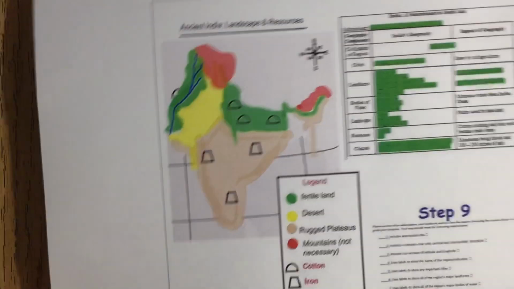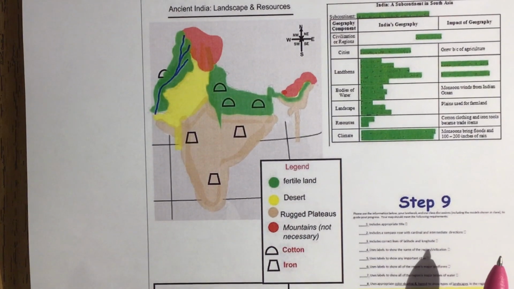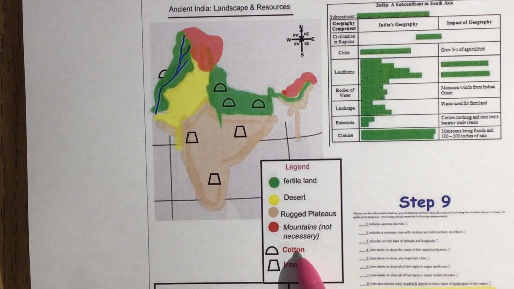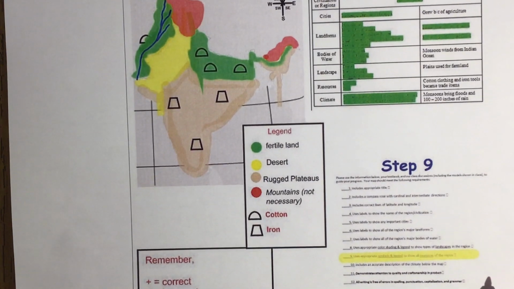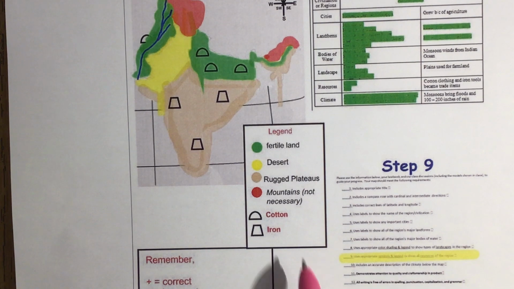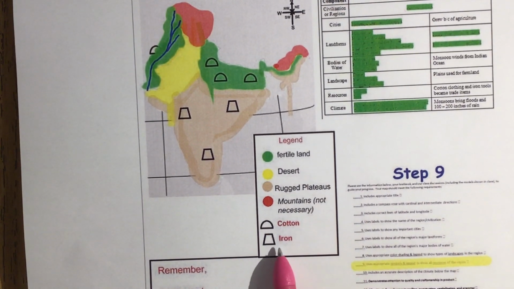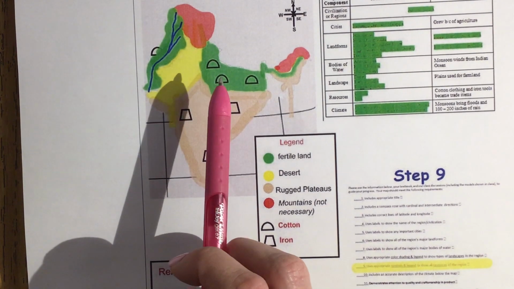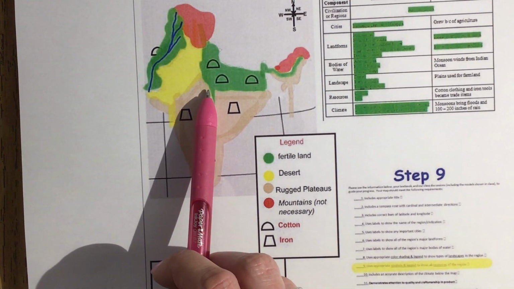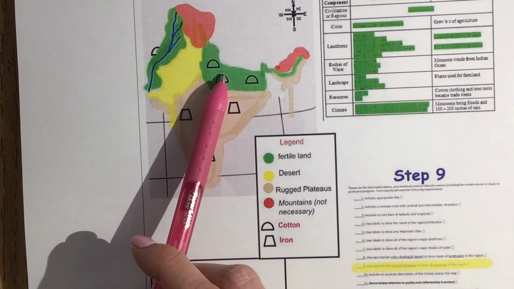Step 9. This is your resources. So your resources in your notes were cotton and iron. And it says in the directions that this should be a symbol. So it doesn't need to be like a little color blob, all right? Cotton might look like a little fluffy cotton ball, or an iron bar. Cotton is a plant, so that's going to be where the fertile plains are. So your cotton should be in your green or in your fertile area or next to a river.